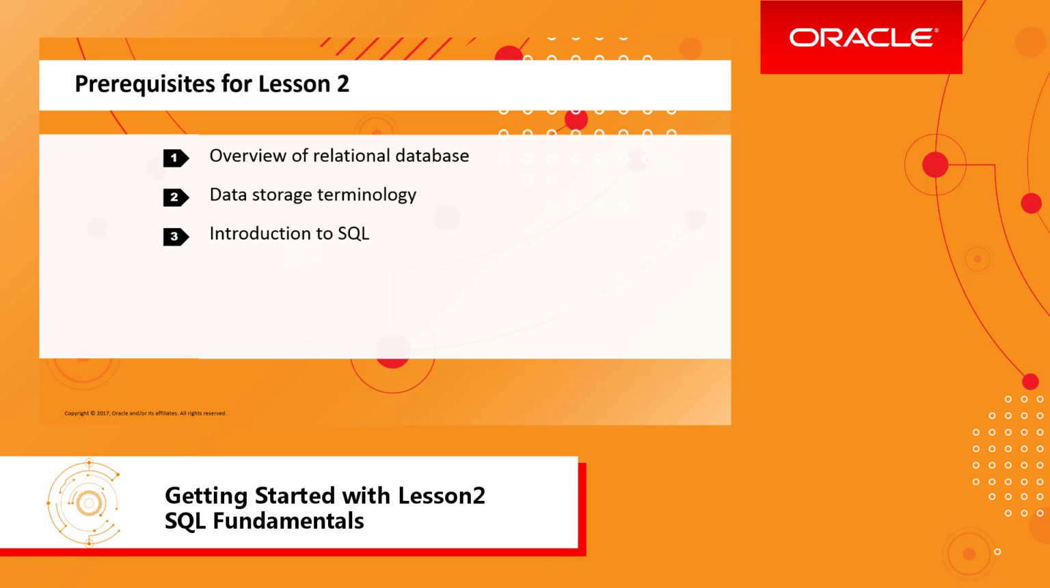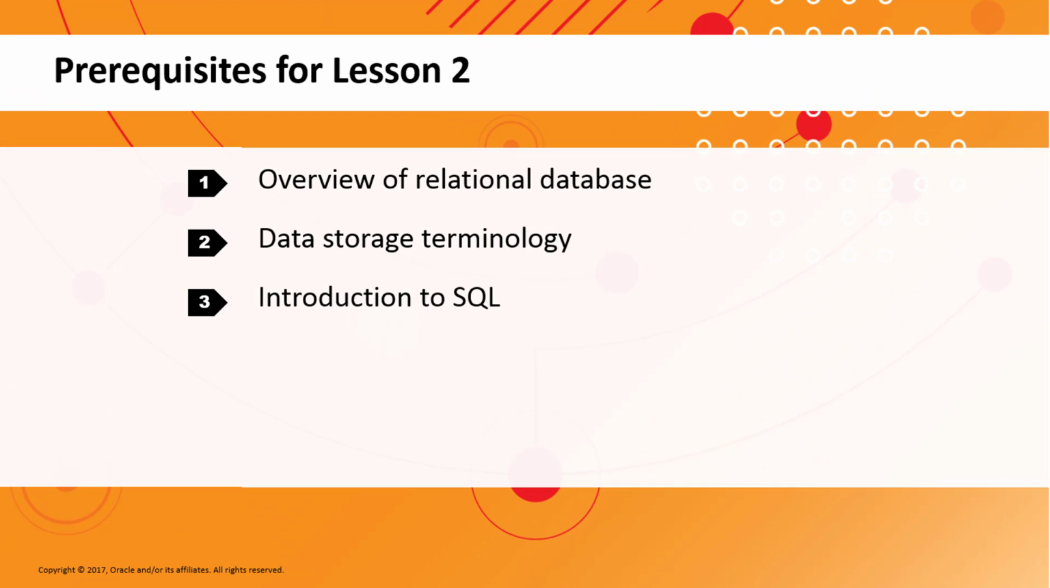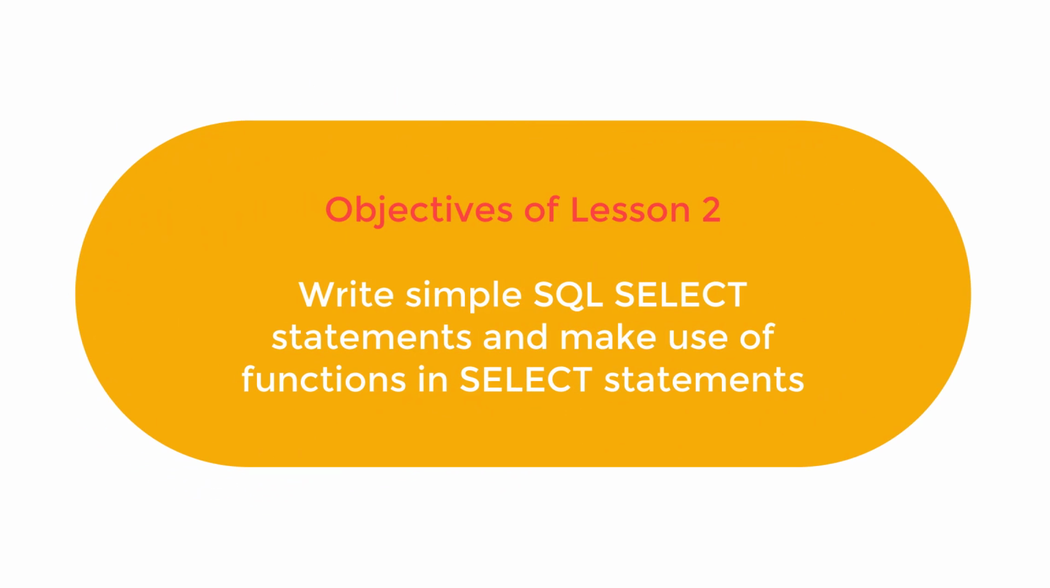In order to understand the concepts covered in Lesson 2, you need to be familiar with the following topics covered in Lesson 1. Overview of relational database, data storage terminology, and introduction to SQL. By the end of Lesson 2, you should be able to write simple SQL select statements and make use of functions in select statements to customize the output.